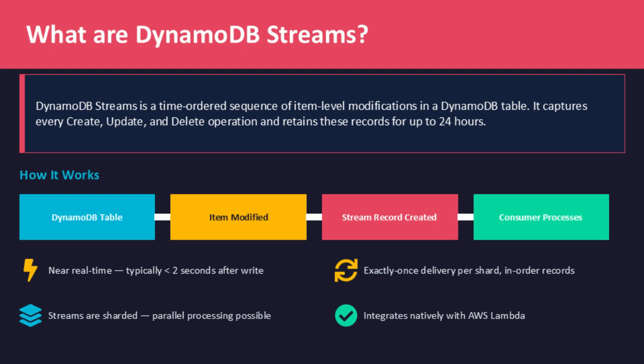A few key things to know. Streams are near real time, typically within 2 seconds of the write. Each record is delivered at least once and in order within a shard. And streams integrate natively with AWS Lambda, which makes them incredibly easy to use.